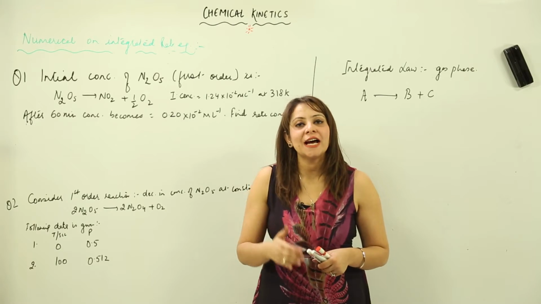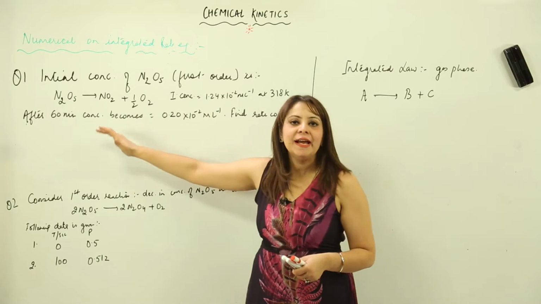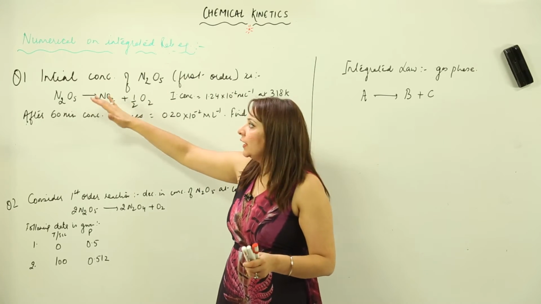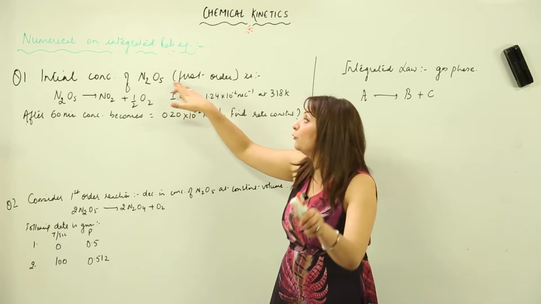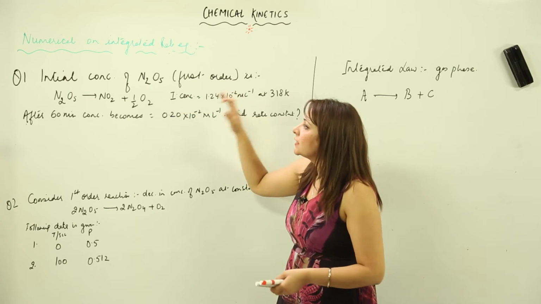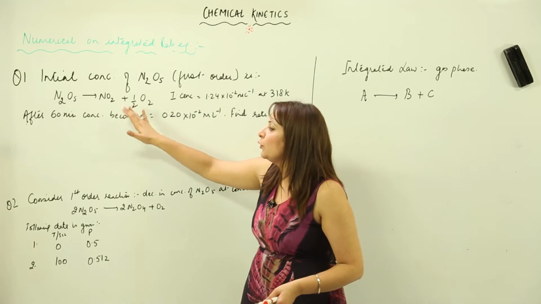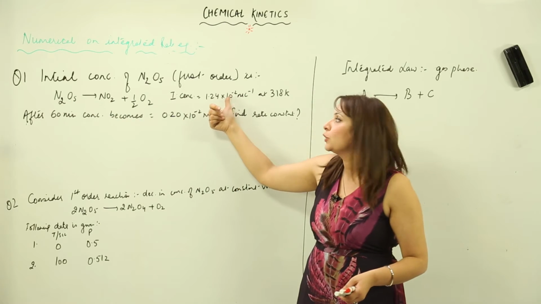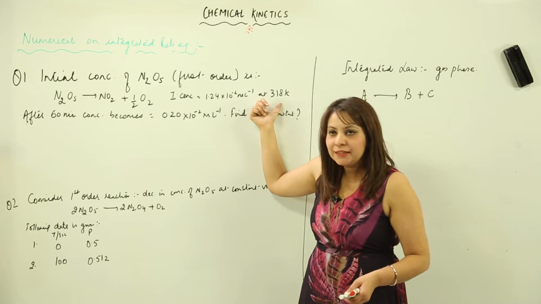Now we are going to start with the numericals based on the integrated rate equation. Here I have a numerical for you, so just look at the board. We are given a first order reaction, the decomposition of N2O5. The initial concentration of N2O5 is 1.24 × 10^-2 moles per liter, and the temperature is 318 Kelvin.